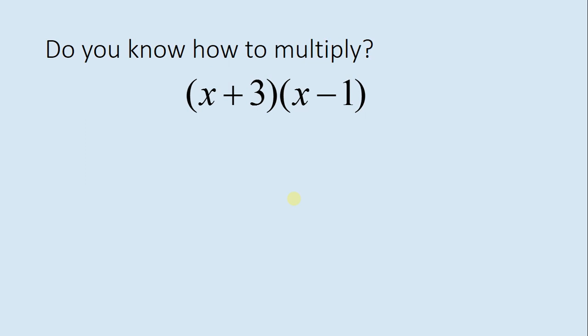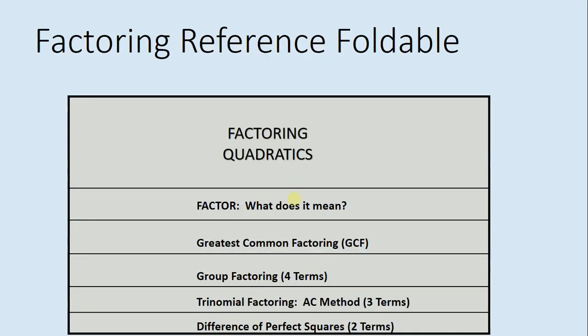Basically, factoring is undoing multiplication. So multiplying, remember we did the FOIL method, so this particular problem right here ought to have x squared plus 3x minus 3, or x squared plus 2x minus 3 would be my final answer. Same thing with that one. You're going to want your factoring foldable that I gave you in class.